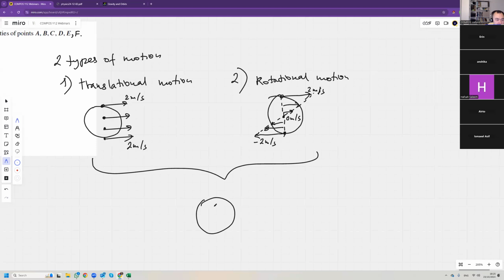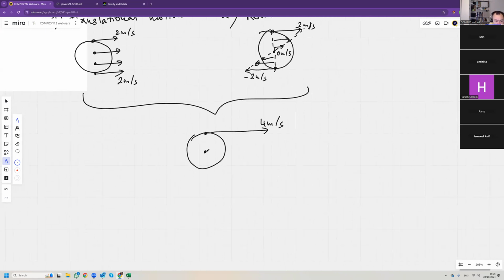And you get something like this. The 2 meters a second at the top of the wheel plus 2 meters a second here makes the total velocity 4 meters a second. So the top of the wheel is moving at 4 meters a second. And that makes perfect sense because it has to move faster than the wheel itself. The center of the wheel is 2 plus 0, so that's 2 meters a second. So the whole wheel is moving at 2 meters a second, and the center of the wheel is moving at 2 meters a second. The top of the wheel is 4 meters a second.